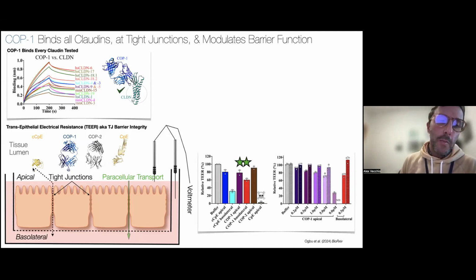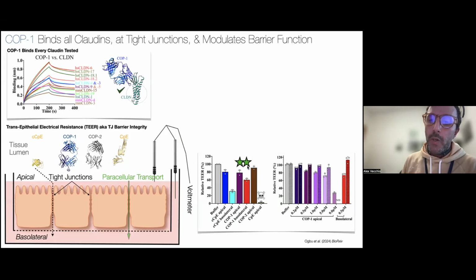The reason we used the small toxin was because in the literature it has already been known to be a tight junction modulating protein, and we knew that the big toxin here, the full-length one, should kill epithelial cells. And sure enough, when we did the TER assay, that's what we saw. 100% TER means that the barrier is intact. And when we applied the small toxin to the basolateral and apical surfaces, we saw that the barrier integrity decreased. We saw the exact same thing with COP1, although the magnitudes change.